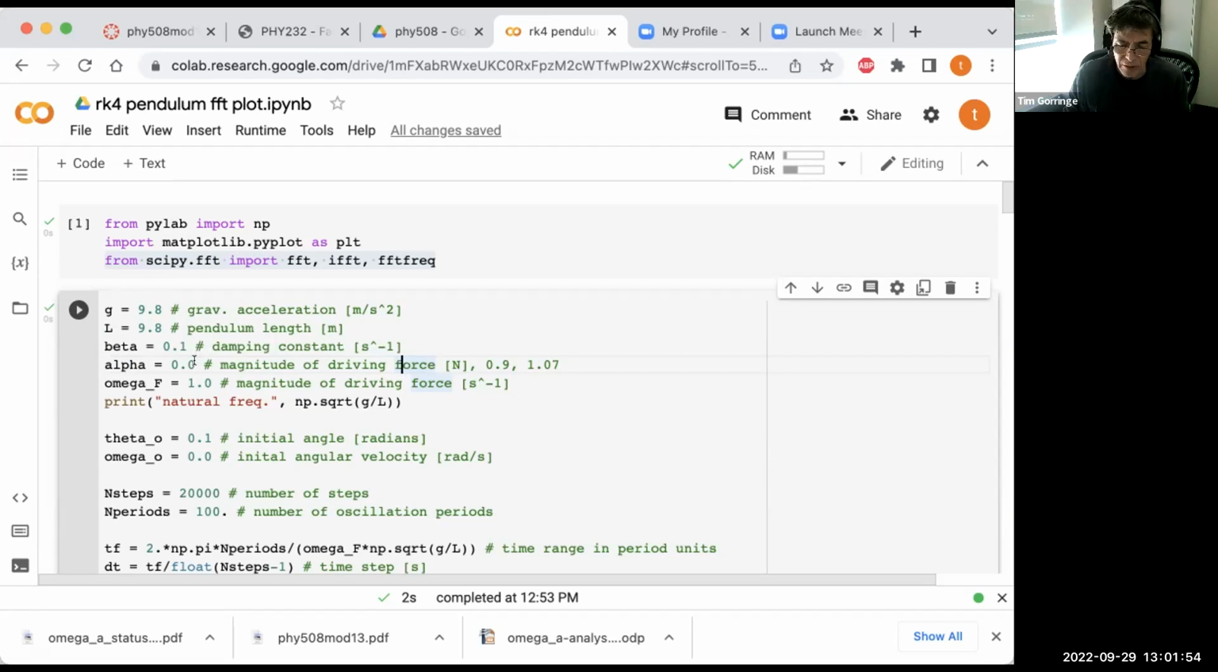And then we'll play with these parameters. We'll explore first a little bit the frequencies that we see when we have a damped pendulum. And then we'll spend a bit more time where we explore the frequencies that we see when we have a driven pendulum.